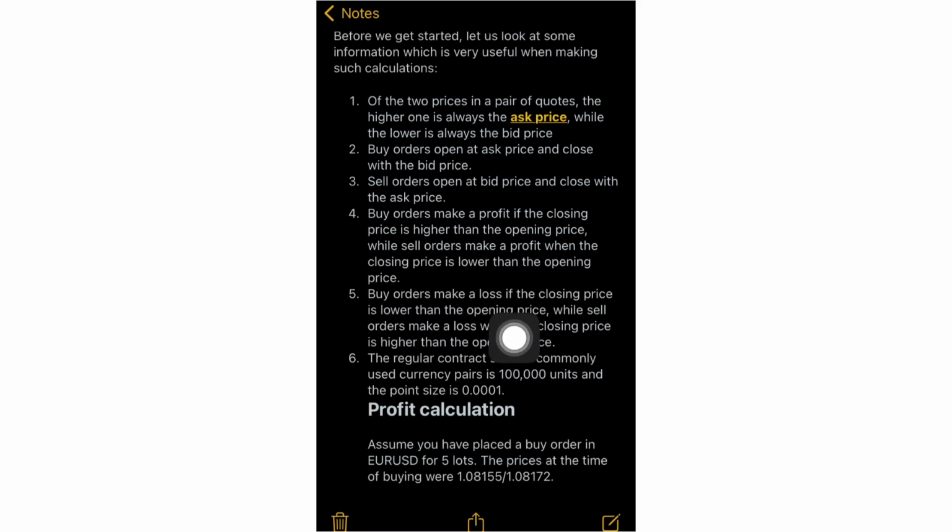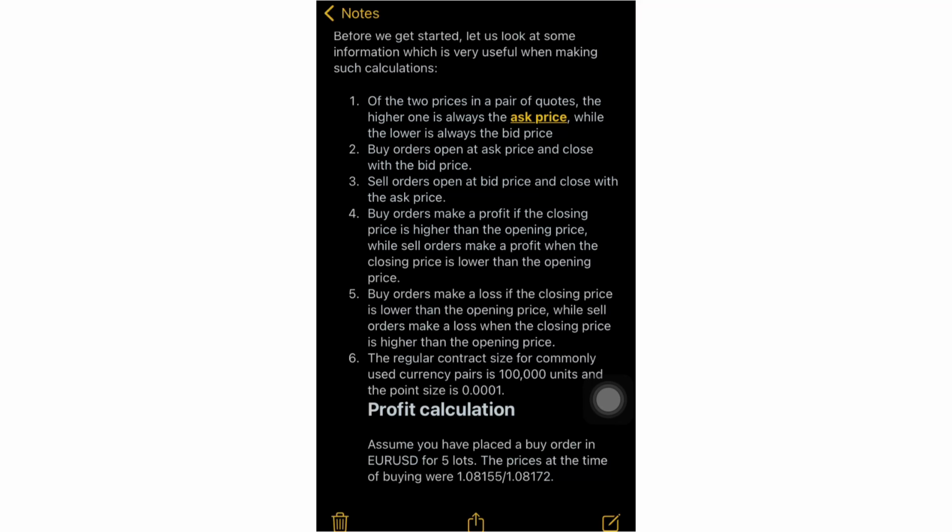This is just theory. I know why I'm showing this, for people who really want to learn. A buy order makes a loss if the closing price is lower than the opening price, while a sell order makes a loss when the closing price is higher than the opening price. The regular contract size for commonly used currency pairs is 100,000 units, and the point size or pip size is 0.0001. We're going to talk about this when we talk about pip calculation.